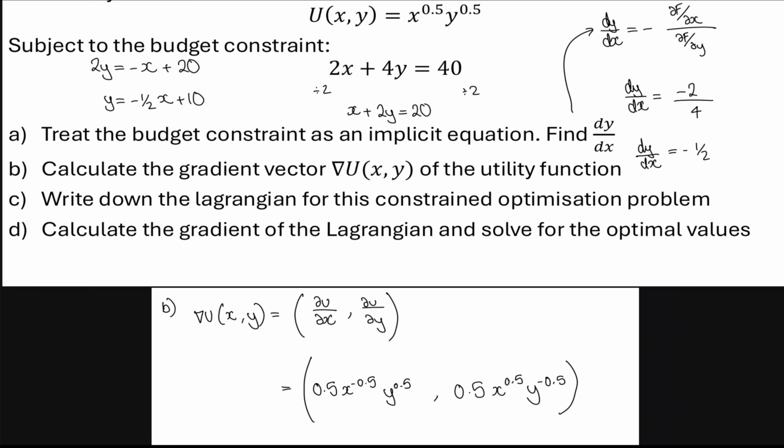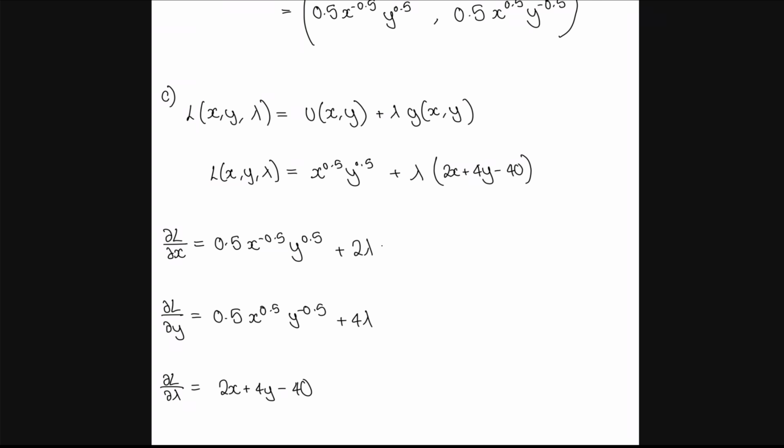Cool. If we now calculate the gradient of the Lagrangian, in other words, find the first order conditions and solve for the optimum values, we have to partially differentiate the Lagrangian with respect to x, y, and then lambda. So first, if we do it with x, we get 0.5 x to the power of minus 0.5, and then y to the power of 0.5, plus 2 lambda. Cool. So we get this, and our first order conditions are always equal to 0.